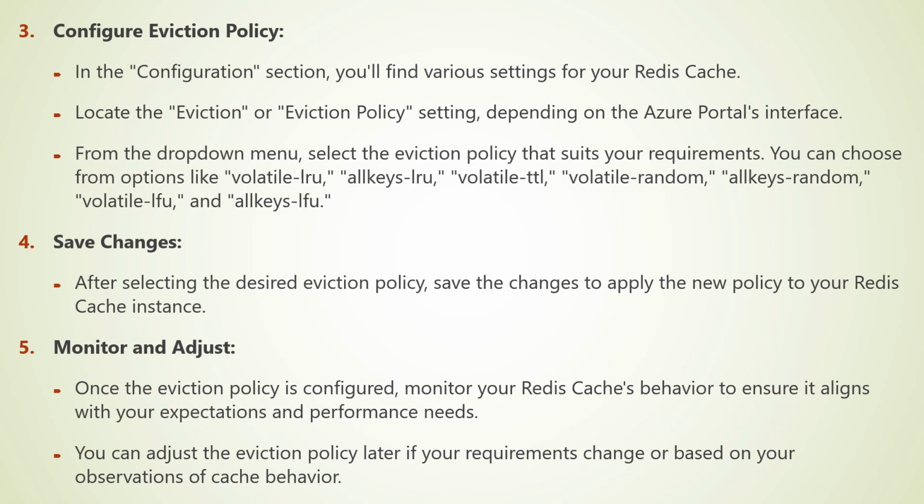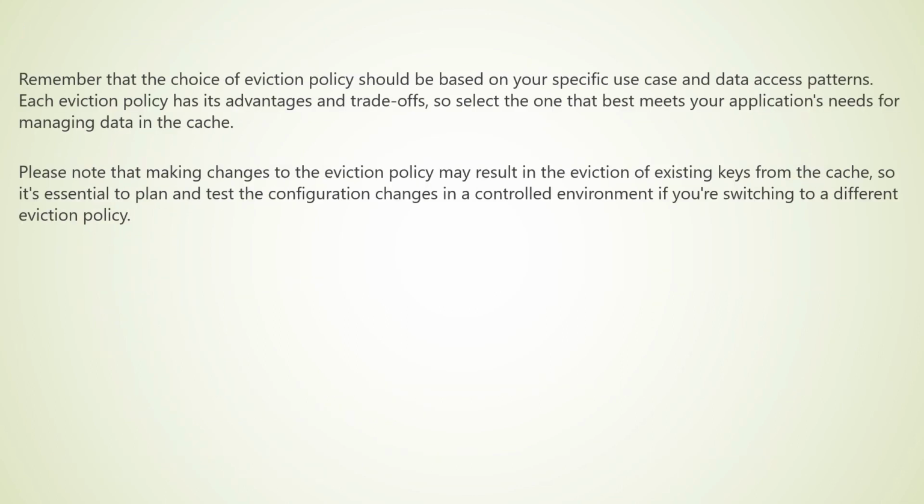You can choose from options like volatile-lru, allkeys-lru, volatile-ttl, volatile-random, allkeys-random, volatile-lfu, and allkeys-lfu. Save changes. After selecting the desired eviction policy, save the changes to apply the new policy to your Redis cache instance. Monitor and adjust. Once the eviction policy is configured, monitor your Redis cache's behavior to ensure it aligns with your expectations and performance needs. You can adjust the eviction policy later if your requirements change or based on your observations of cache behavior.